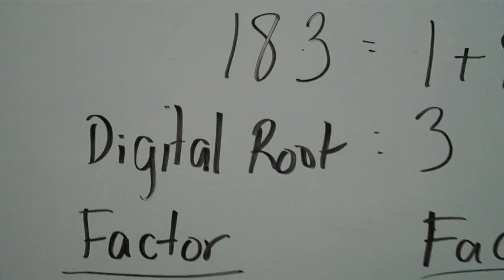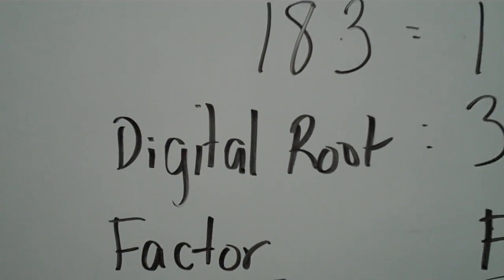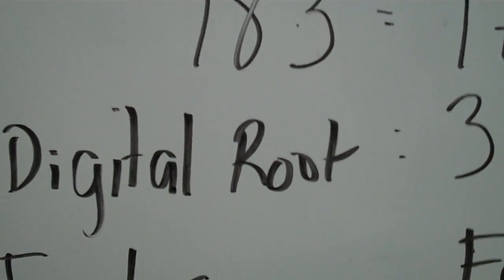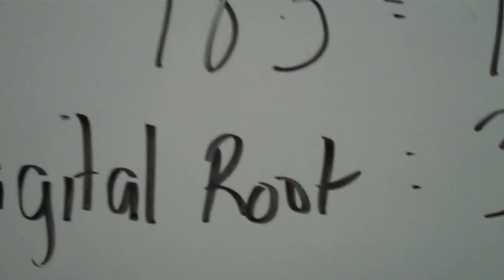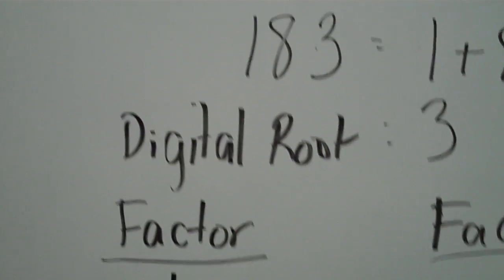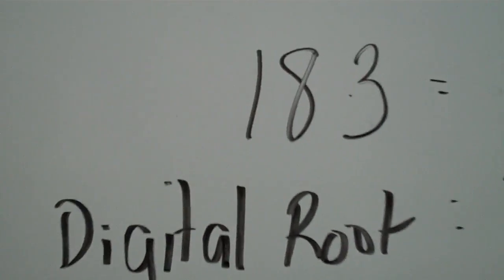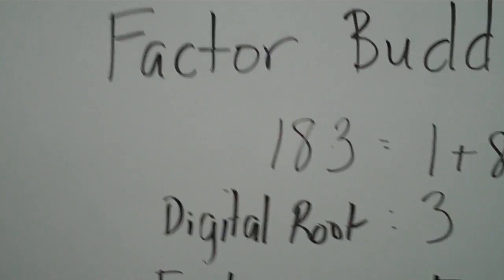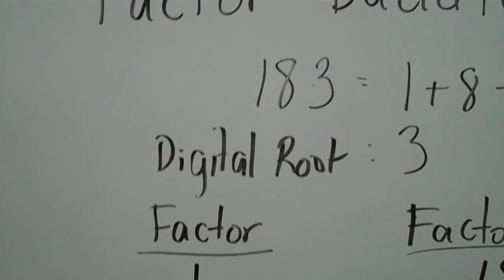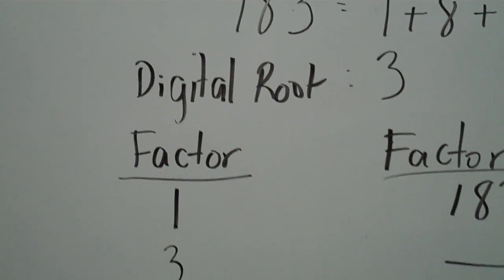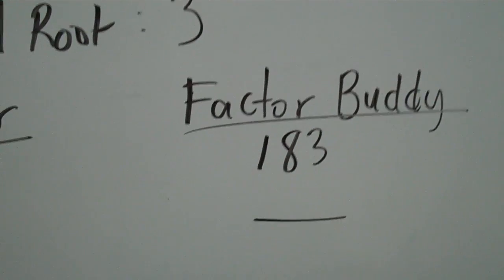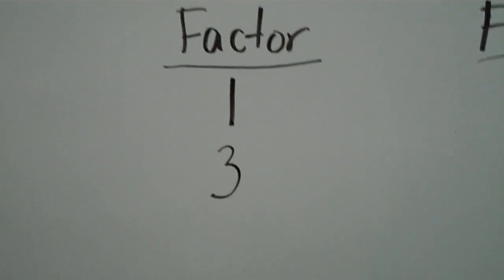The next rule we learned was 9. The divisibility rule for 9 is if the digital root is 9, then it is divisible by 9. Our digital root is 3, not 9, so it is not divisible by 9. And finally, we learned 10. If the number ends in a 0, it is divisible by 10. This number ends in a 3, so it is not divisible by 10. Now, there may be other factors larger than the ones we learned the divisibility rules for, but we're focusing on those right now. So right now we have a factor of 1 and 3, and we found 1's factor buddy, 183. Now we have to find 3's factor buddy.